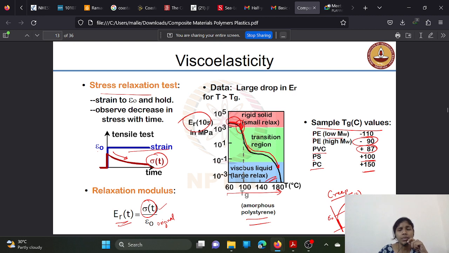See, the sample temperature values, like the glass transition temperature for different materials, are given here. So here it is -110, much lower than this. Like for low molecular weight, the Tg is also very low, and for polyethylene with high molecular weight it is -90, which is a higher temperature than this. And this is for PVC, this is for polystyrene, and this is for polycarbonate.